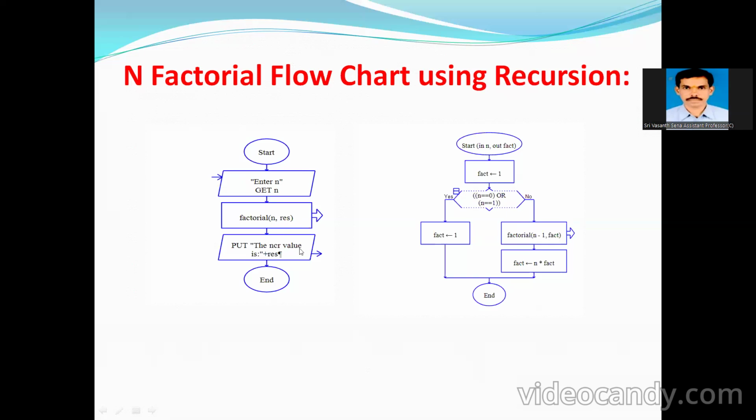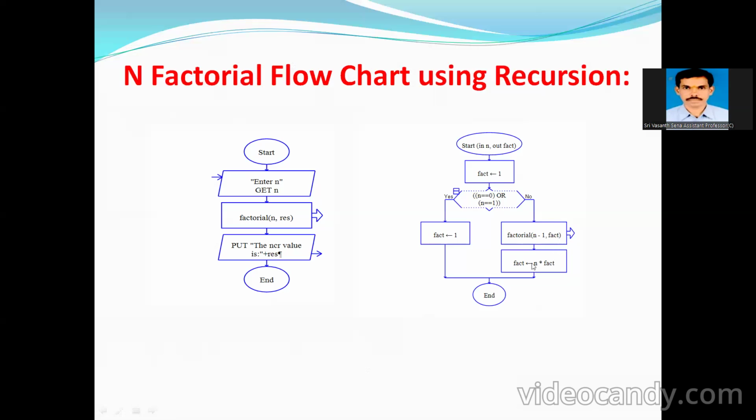So put the value here. It is, and so now here, start. I'm calling this start. The factorial function input parameter is n, output parameter is fact. Fact is equal to 1. If n is 0 or n is 1, fact becomes 1. In other cases, I'm calling this factorial function by passing n minus 1 as the input parameter. Fact is the output parameter.